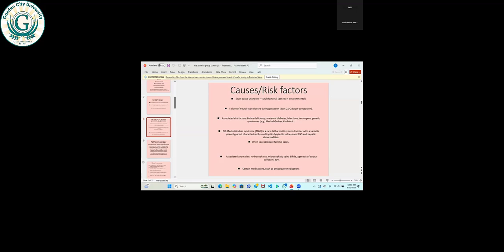teratogens, genetic syndromes such as the Gruber or the Knobloch. They are associated risk factors that can cause encephalocele. Gruber syndrome is a rare lethal multisystem disorder with a variable phenotype that's characterized by multicystic dysplastic kidneys and central nervous and hepatic abnormalities that can also cause the encephalocele.